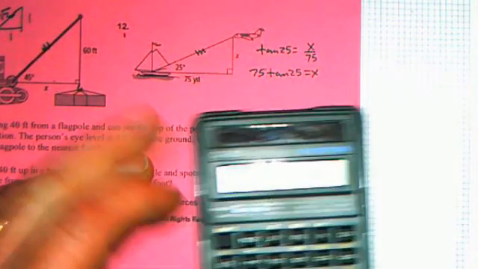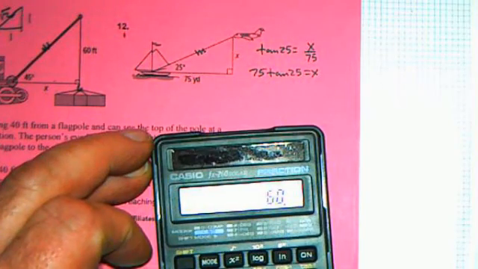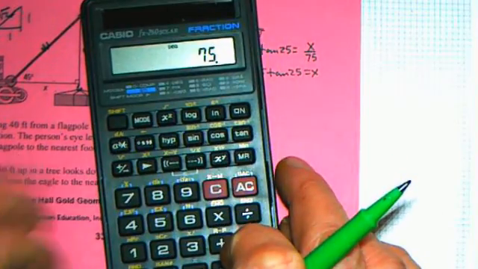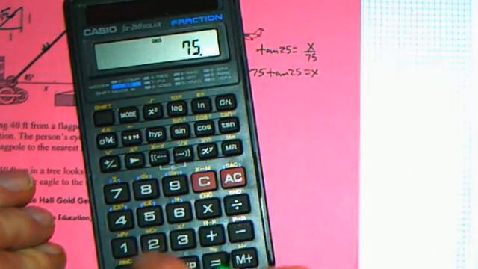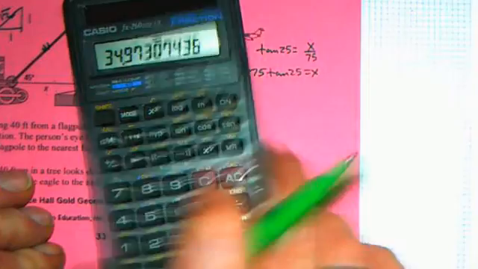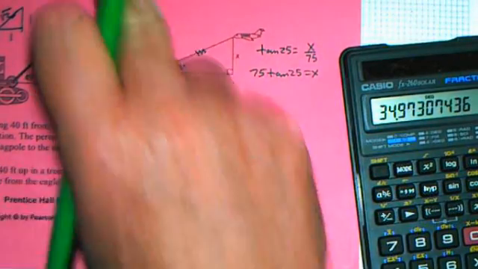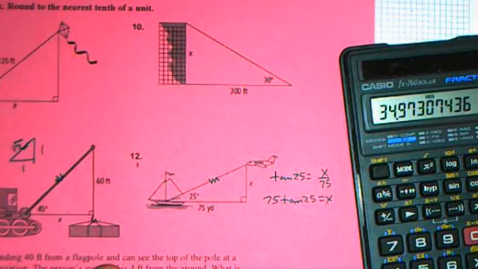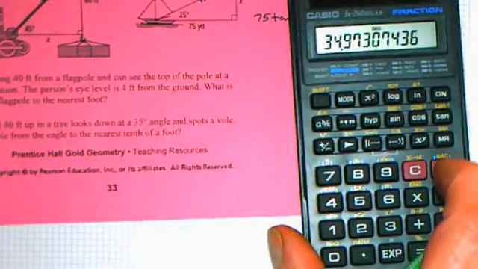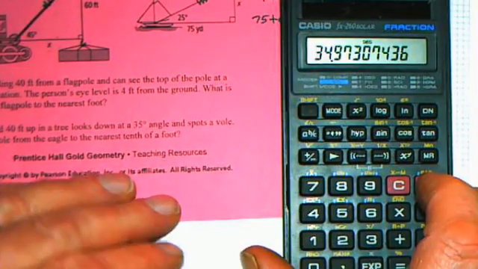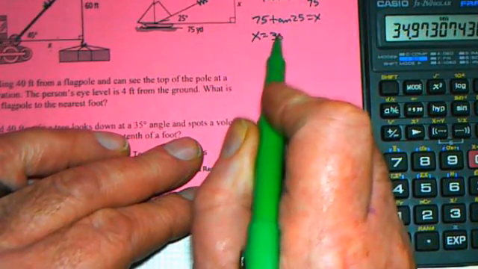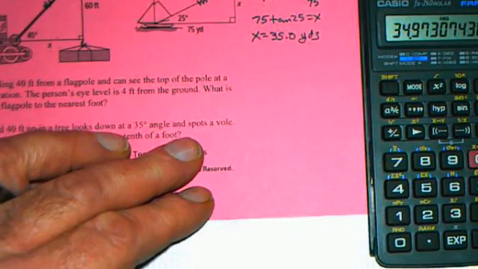So let's see what we get here. We do 75 times tangent of 25 equals 34.97. Up here it wants us to round to the nearest tenth of a unit, so 34.97 actually rounds off to 35.0. So x is 35.0 yards, or 35 yards.